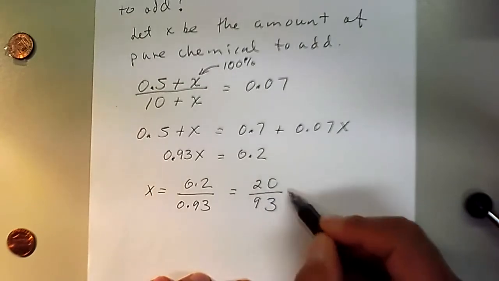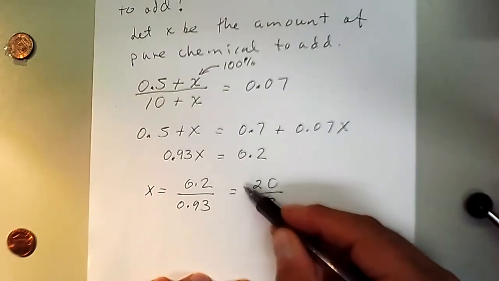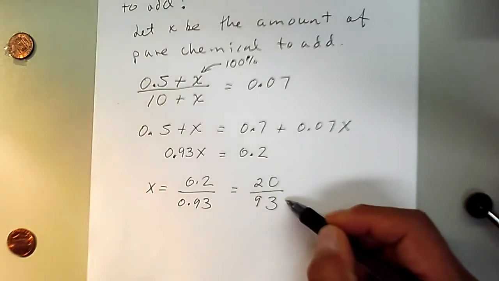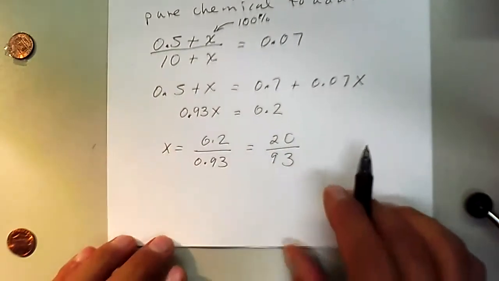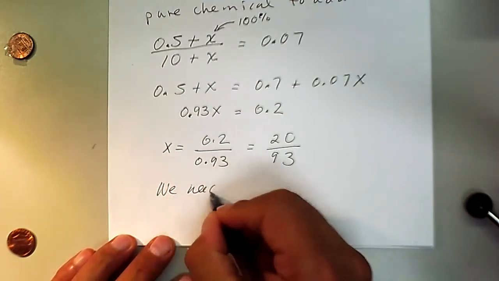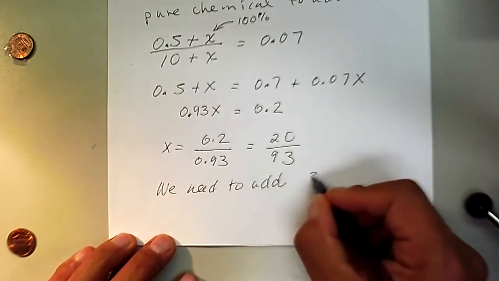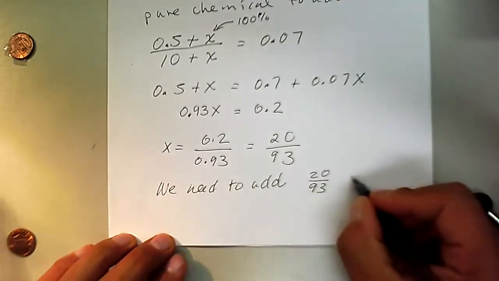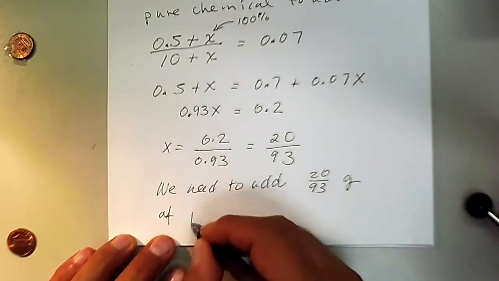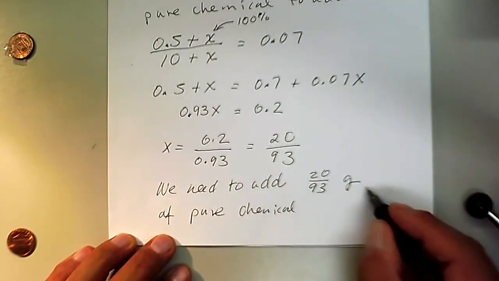So this is a fraction of a gallon. It's less than a gallon. This is a proper fraction. The numerator is smaller than the denominator. So that's it. So the exact answer, so we need to add 20/93 of a gallon of pure chemical. So less than a gallon.